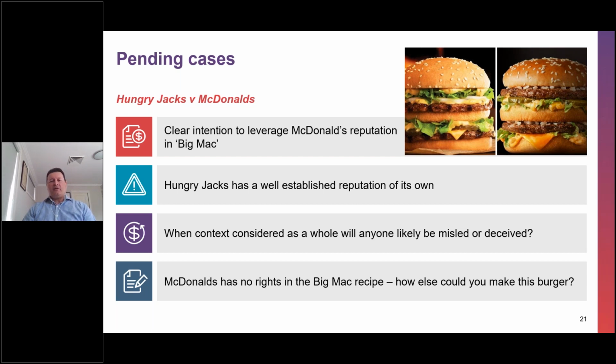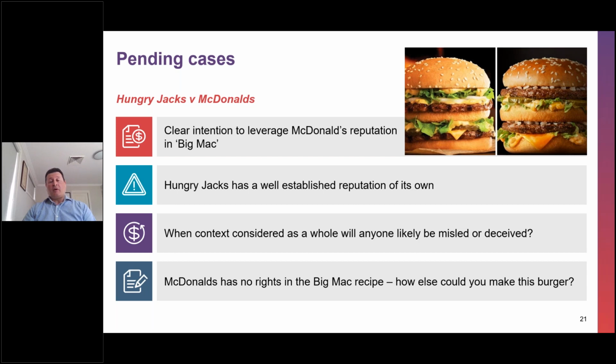So who will be misled and deceived? I find it hard to think anyone will be when you look at the context as a whole, simply because the people who buy burgers, they know the difference between Hungry Jack's and McDonald's. They're not going to be caused to wonder or buy the burger in error by going to Hungry Jack's versus McDonald's. So I think Hungry Jack's will be okay, could be proven wrong, but I think they're not going to be engaging in misleading and deceptive conduct.